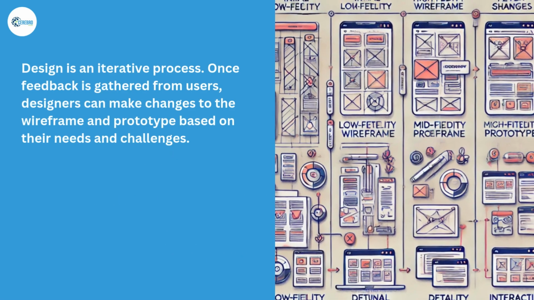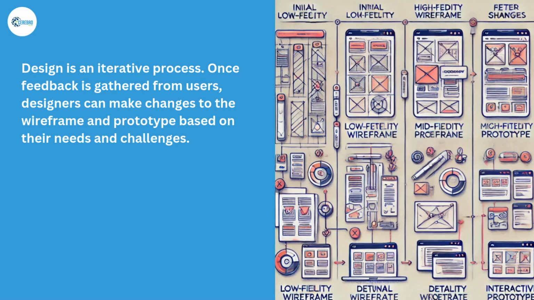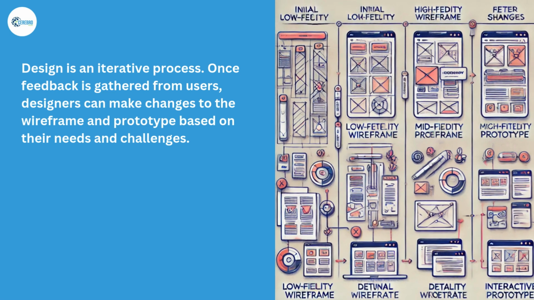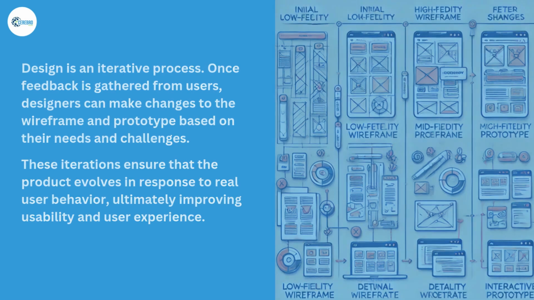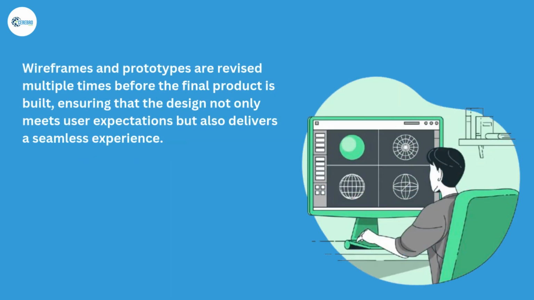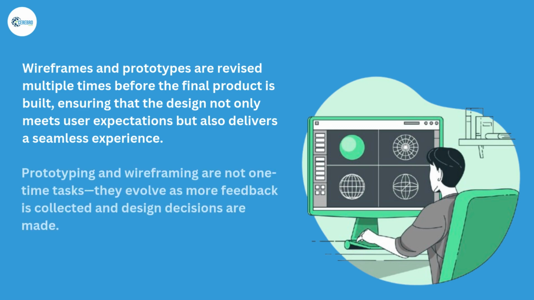Iteration is at the heart of design. After usability testing, feedback is gathered, and designers refine their wireframes and prototypes based on real user interactions. This iterative process helps eliminate friction and improves usability by addressing any issues early. Wireframes and prototypes are revised multiple times before the final product is built, ensuring that the design not only meets user expectations, but also delivers a seamless experience.